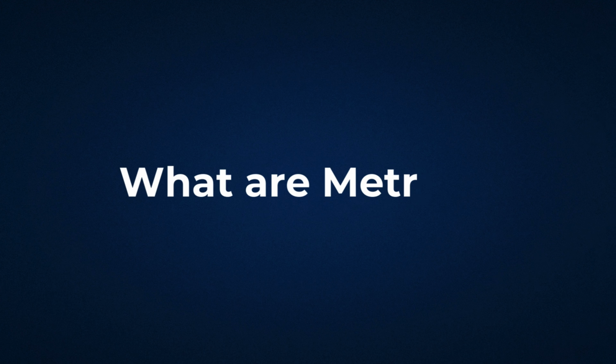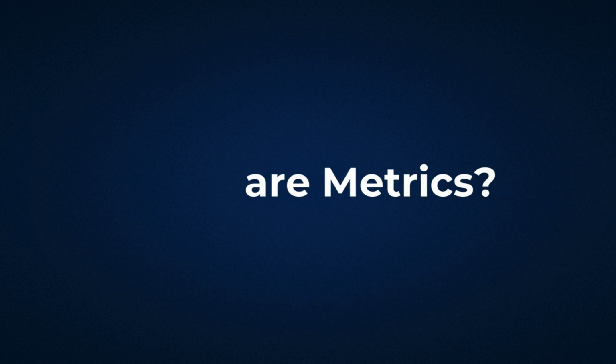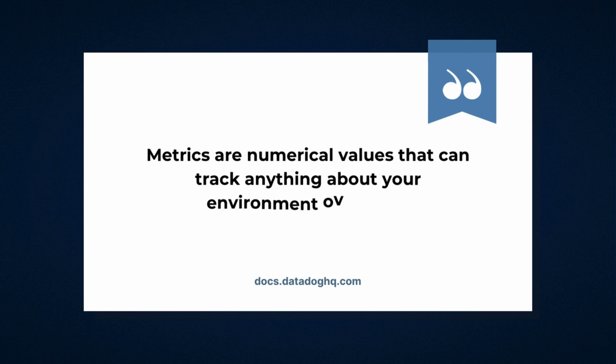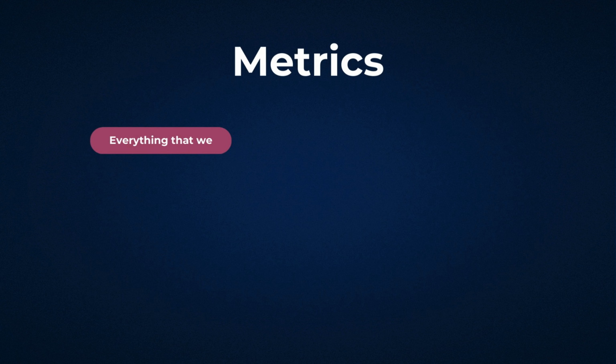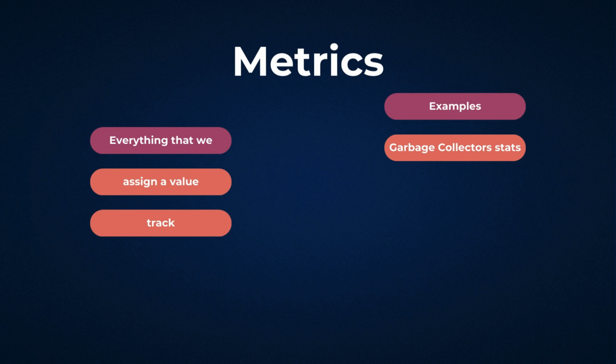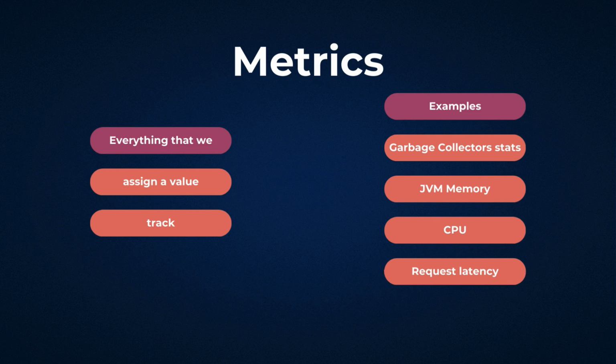But what exactly are metrics? According to the Datadog documentation, metrics are numerical values that can track anything about your environment over time. And I must admit, I love this definition for its completeness in its simplicity. Because basically, a metric is everything in our system that we can assign a number to and track. From garbage collector stats, JVM memory, CPU and request latency, to the average cart size. Literally everything.